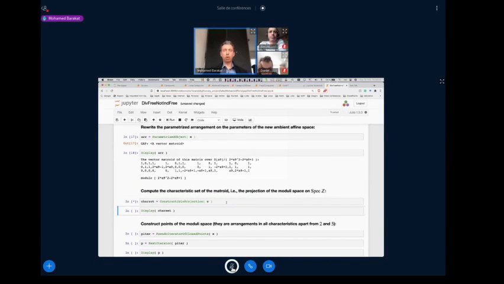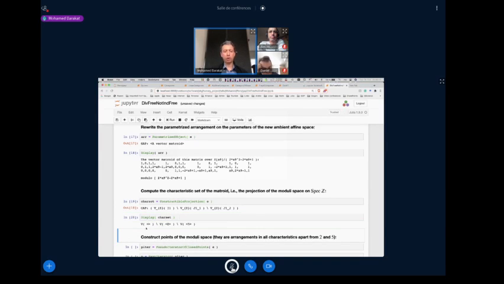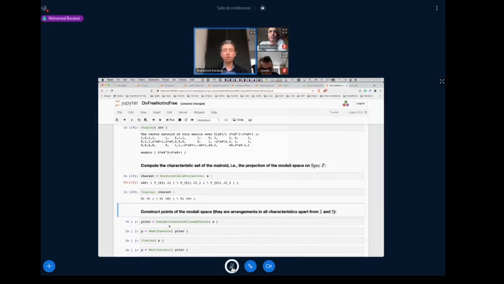I now can look at the characteristic set. This is the set over which I am sure there is a representation. This is now a constructible subset of spec Z. And if I display it, it's telling me it's the entire Z axis without the primes 2 and 5. There, I do not expect to have any arrangements, so no realizations of the matroid.